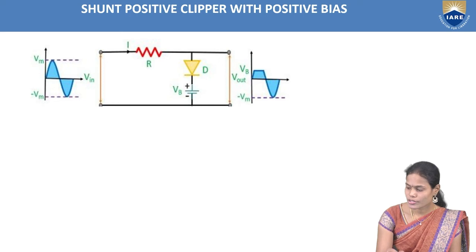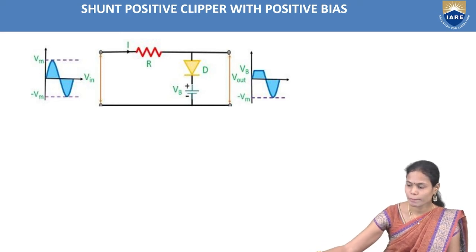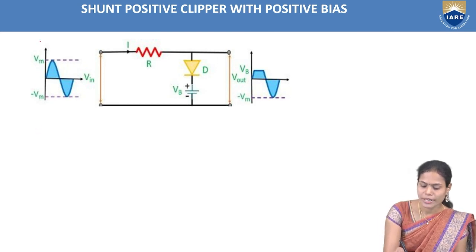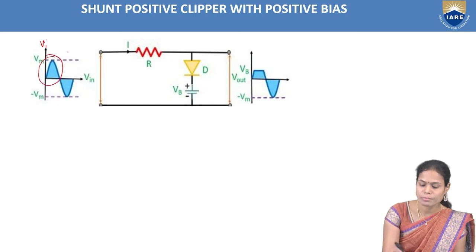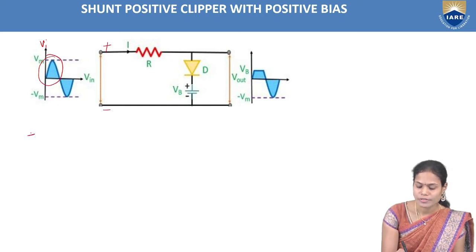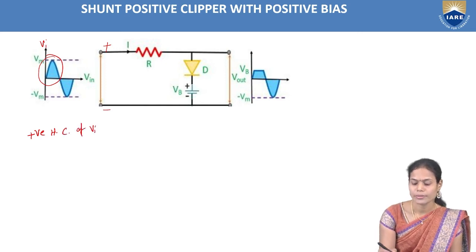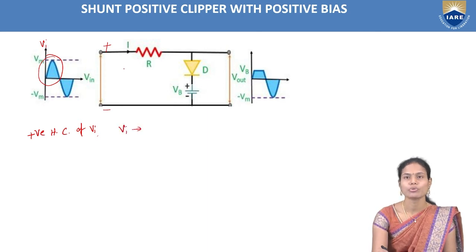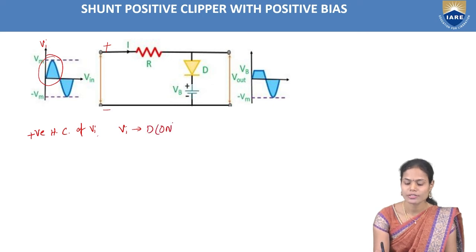So to see the operation of the shunt positive clipper with positive bias, I am considering my input voltage, in that first the positive half cycle. So for the positive half cycle of my input, in this case Vi, the input voltage Vi, is making the diode go into forward bias condition, that is in on condition, and VB, the battery voltage, is nothing but a positive voltage we are applying to the cathode terminal of the diode.